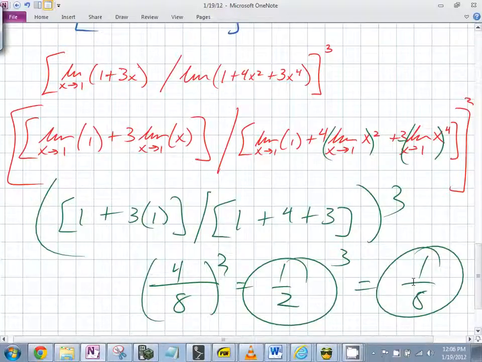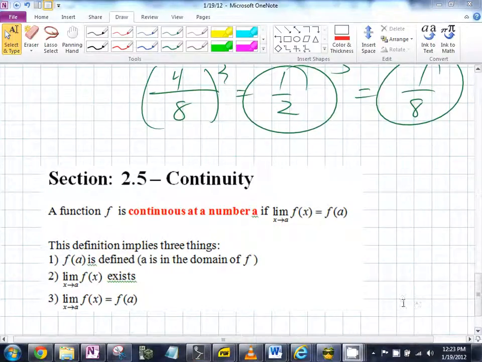Okay, a function is continuous at a number a. a is an x value. If the limit of the function as x approaches that a value is the function's value at that point. Does a function have to exist at that point for it to be continuous there?